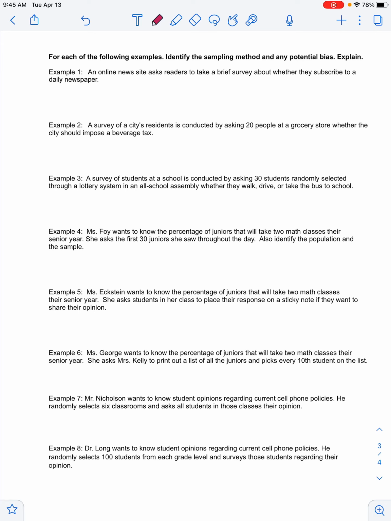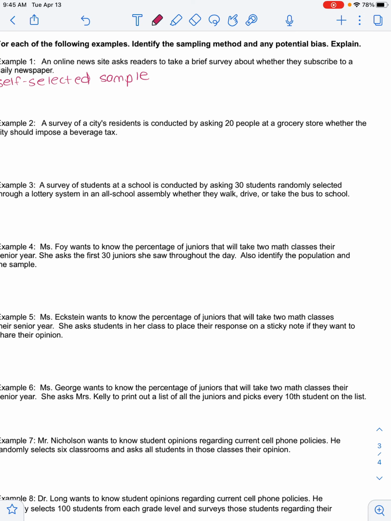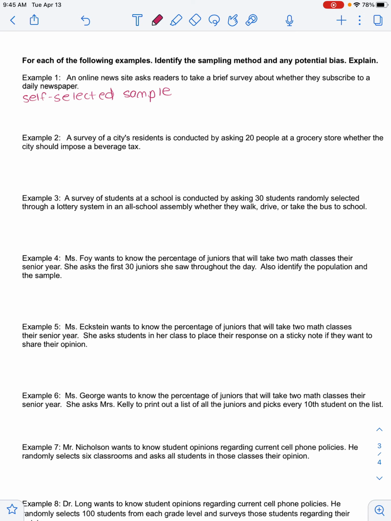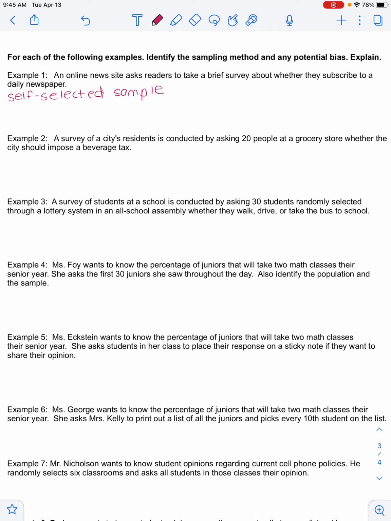Okay, so let's go over some examples of identifying the sampling method. In example 1, it says an online news site asks readers to take a brief survey about whether they subscribe to a daily newspaper. In this example, this would be an example of a self-selected sample. And the reason is because the news site just asked readers to take the survey. So anybody who wants to take the survey can take the survey, and that's why it is self-selected.